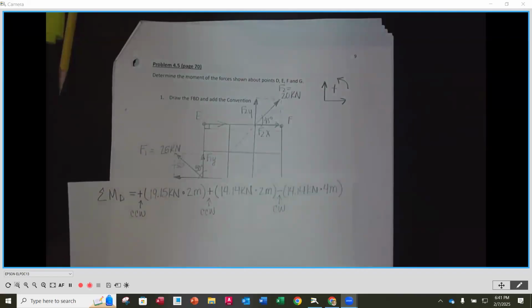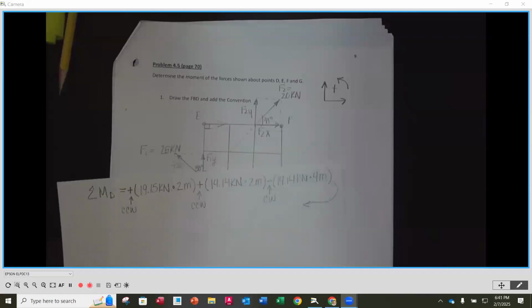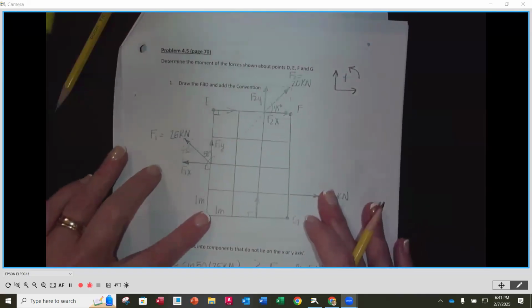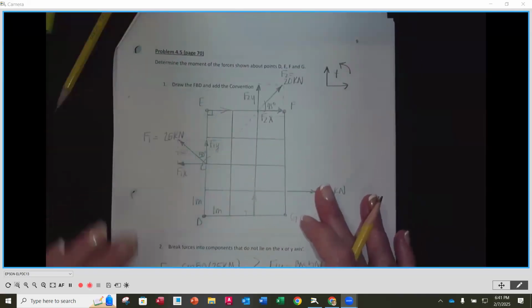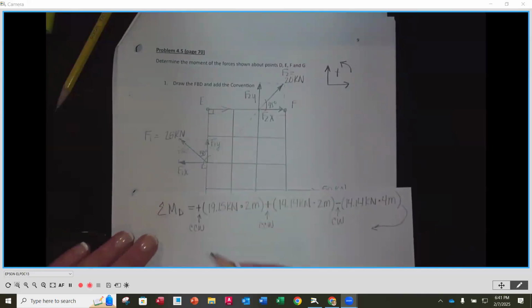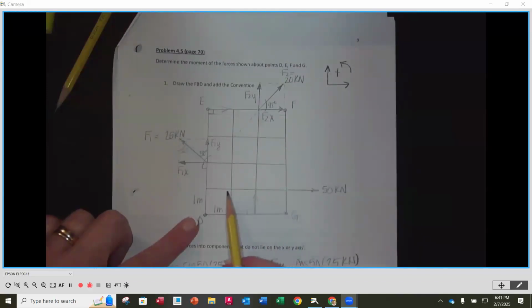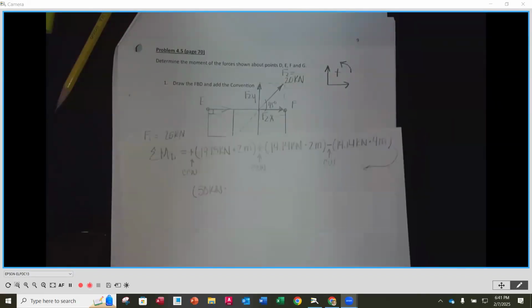Running out of room. That's okay. Then I'm going to add one more moment, because that's going to be my 50 down here. Put my finger on D. I'm going to notice that, yep, it causes a rotation. It's offset. So I'm going to have 50 kilonewtons times perpendicular distance. We're going to pull it back along its line of action as if it were here, and its perpendicular distance is going to be 1 meter.